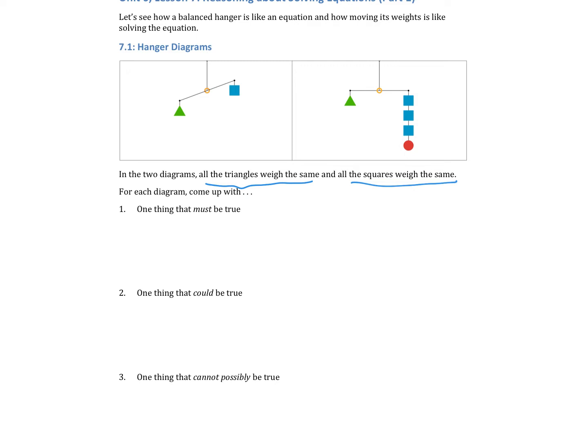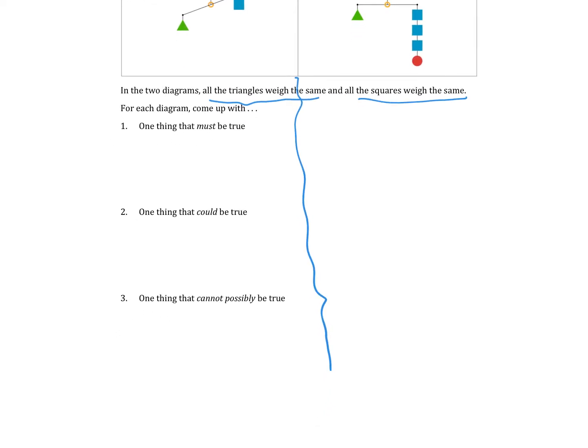So here are some possible responses for one thing that must be true about each diagram. So what I'm going to do is I'm just going to draw a line straight down there, divide it in half. So one thing that must be true in the first diagram is the triangle must be heavier than the square. In the other diagram, we can see that one triangle weighs the same as three squares and a circle.